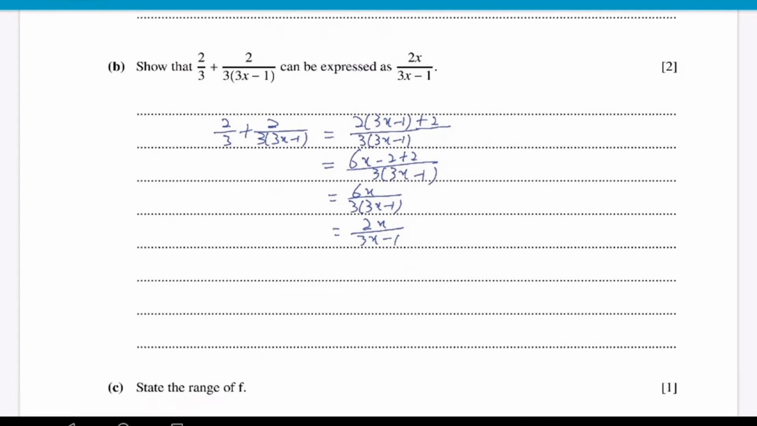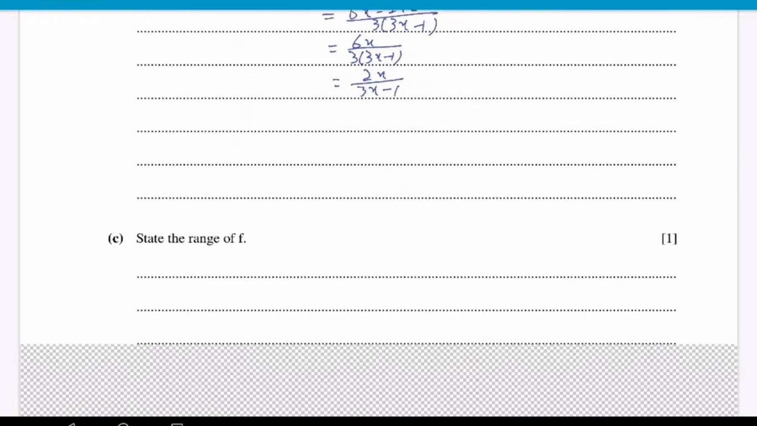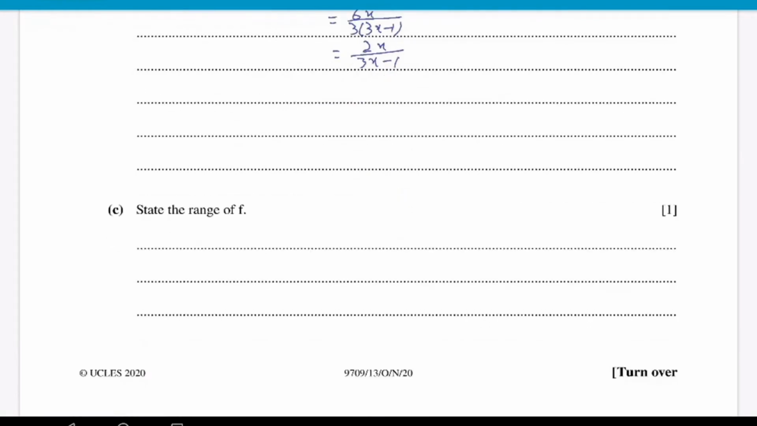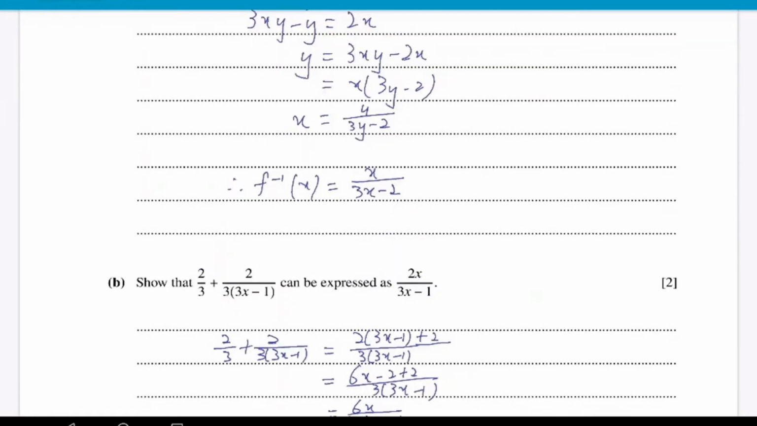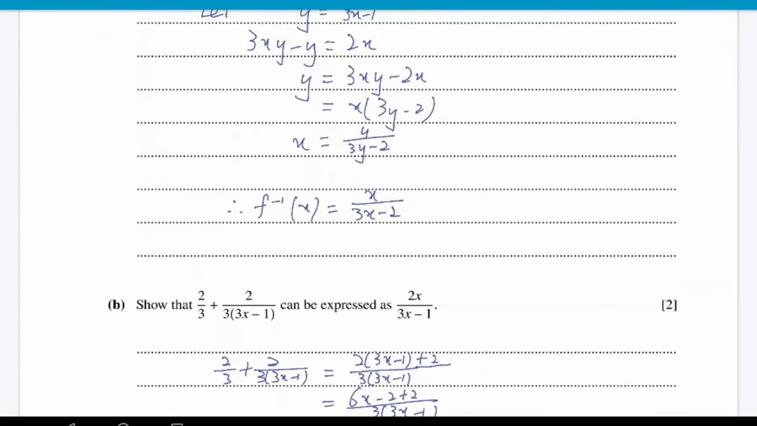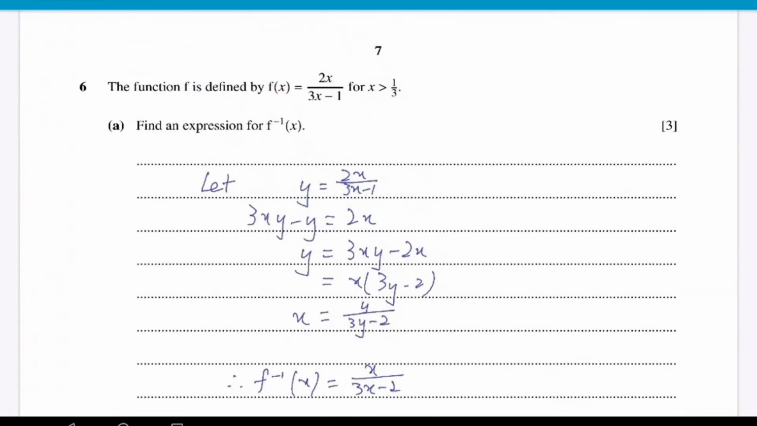So you might wonder, why do they ask us to do this? There's actually a reason. It helps us in part C. In part C, they ask us to state the range of the f here. So usually, how do we find the range of the f? We sub in the x and see what the starting point of the range is. Here the x is greater than 1 over 3.